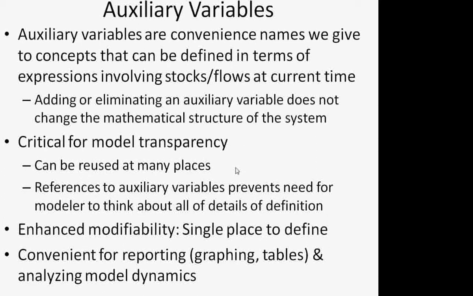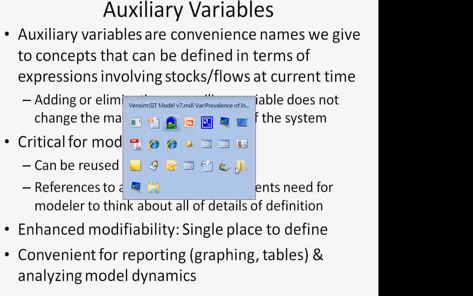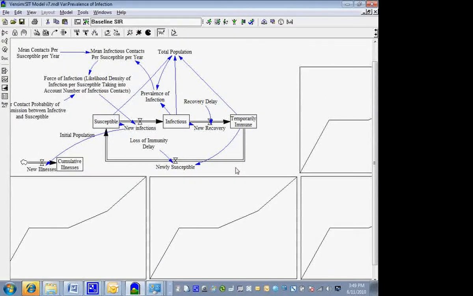Okay, so the other type of variable I want to introduce is what I call auxiliary variables. These are convenience names we give for concepts that can be defined in terms of other concepts already in the model. So let's go look at that model. Where's an auxiliary variable? Who could point one out to me? Yeah, there we go. Right there. It's auxiliary. It just adds together this and that. Right?